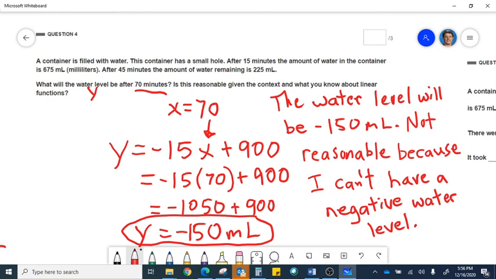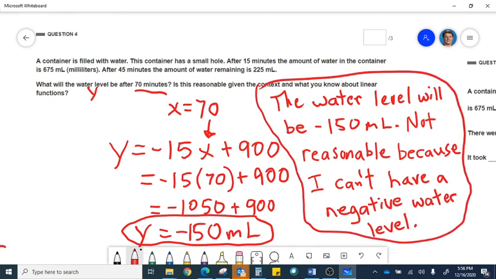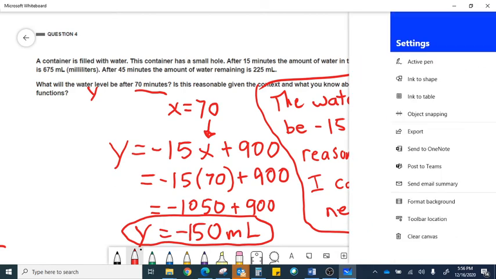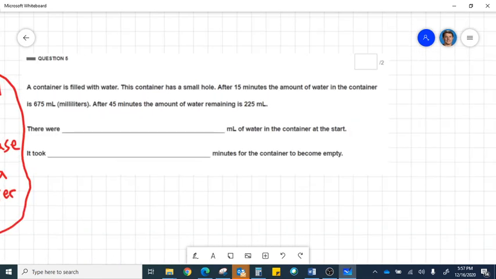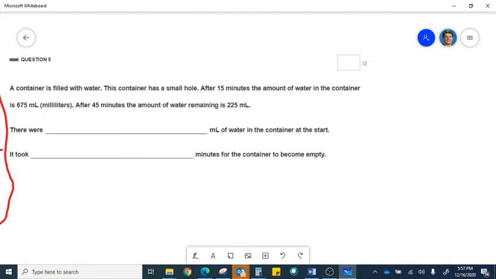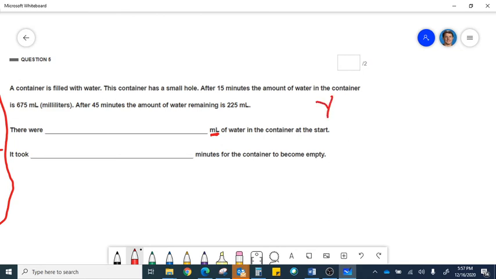All right, and that's the answer right there, right? So now we're on to our last problem. Okay, problem number five. So this one, it says, just the question again, there were blank milliliters of water. So what are we talking about? We're talking about y. Milliliters is y. And this one says there are blank milliliters of water in the container at the start. Start means the y-intercept.